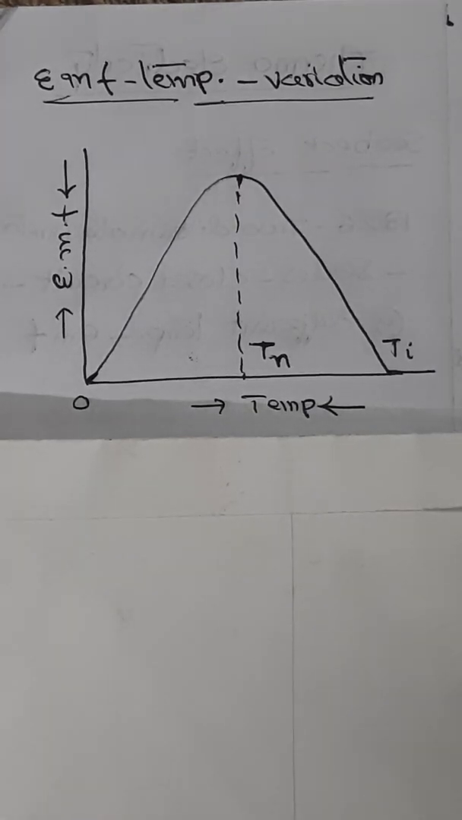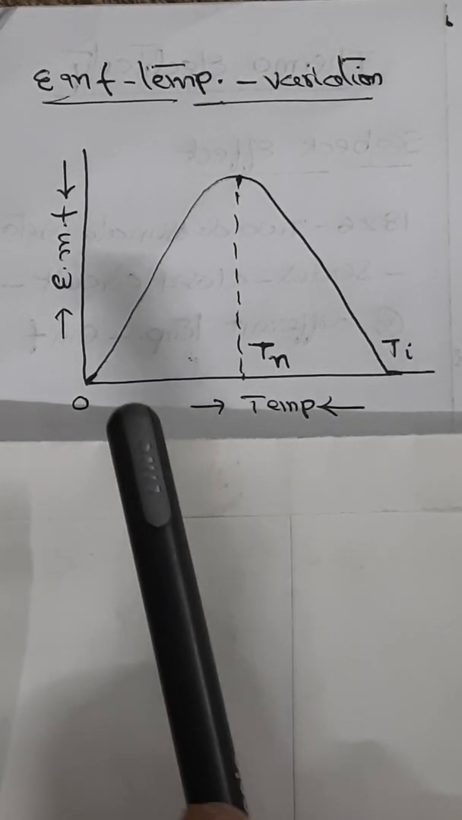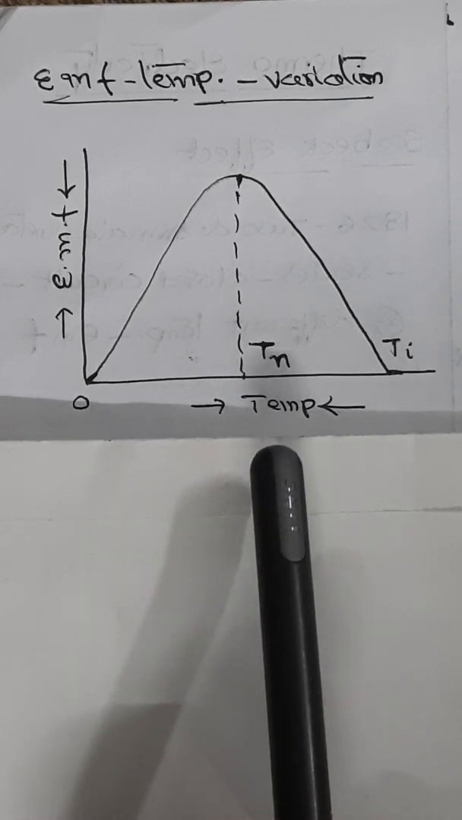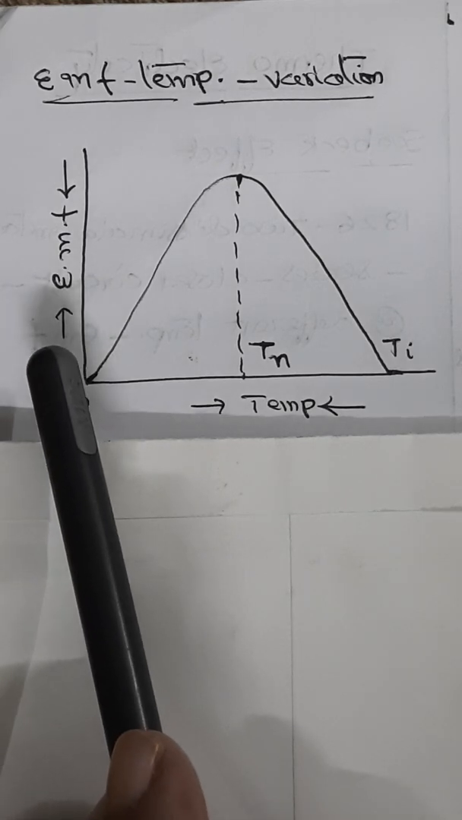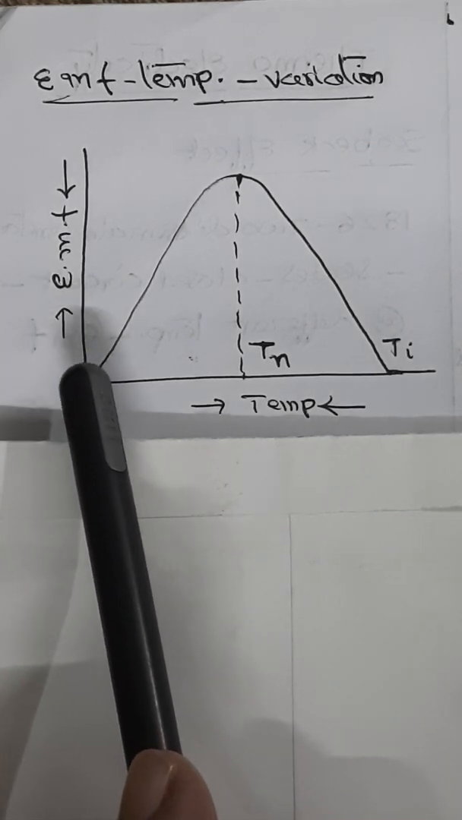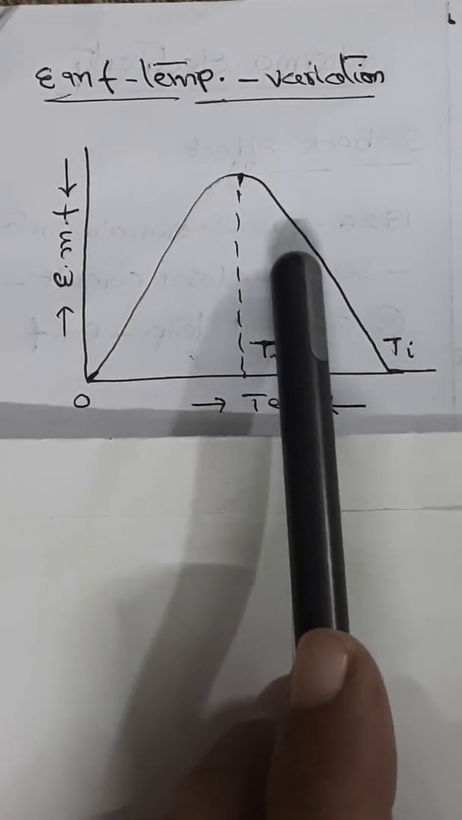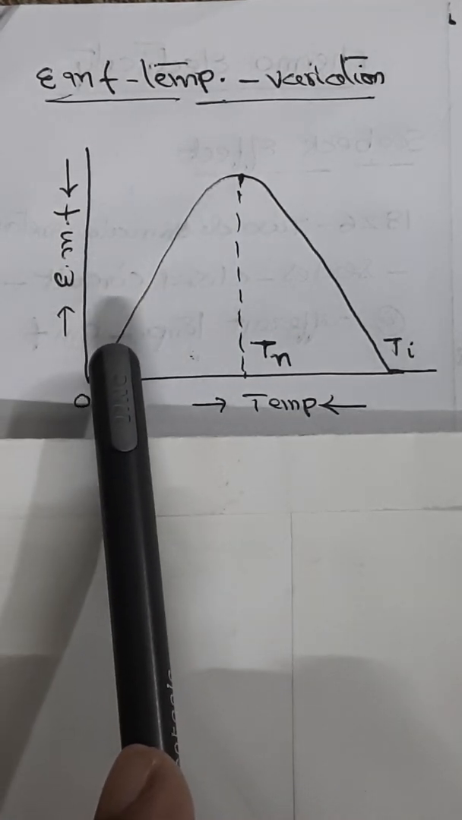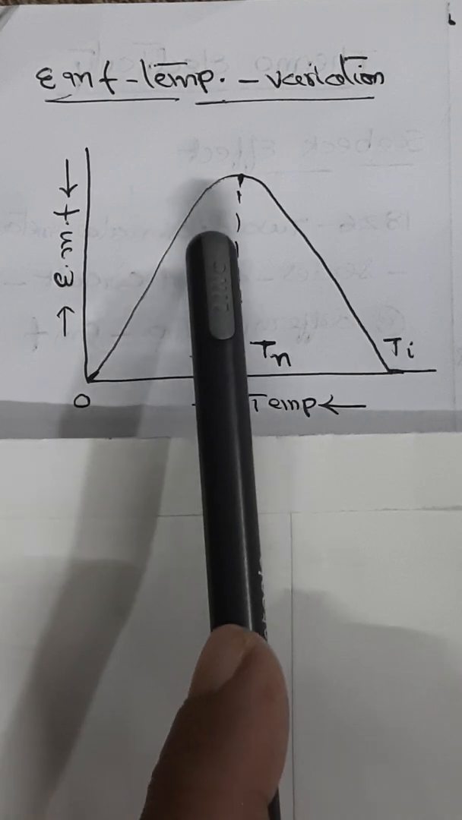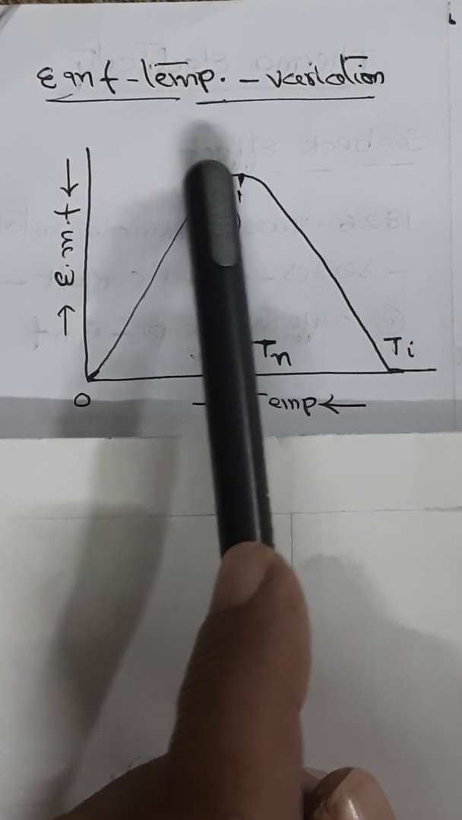Let us understand the variation of thermoelectric EMF with temperature. If a graph is plotted between the temperature of the hot junction and the thermo EMF E, with the cold junction being kept at 0 degrees centigrade, a parabolic curve is obtained. So the thermo EMF increases with the temperature of the hot junction and becomes a maximum at a particular temperature.